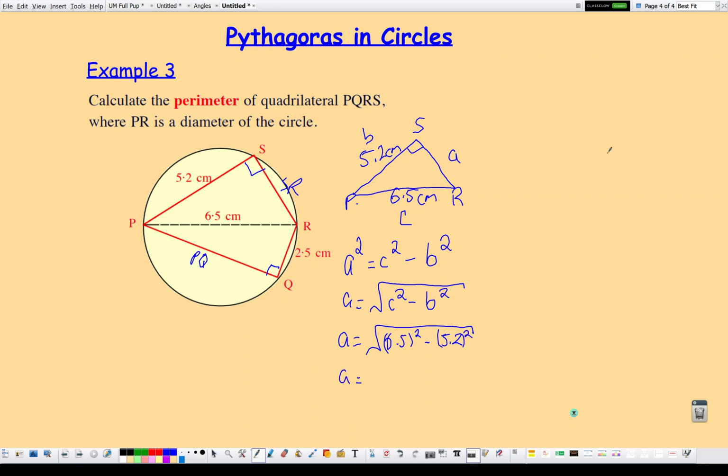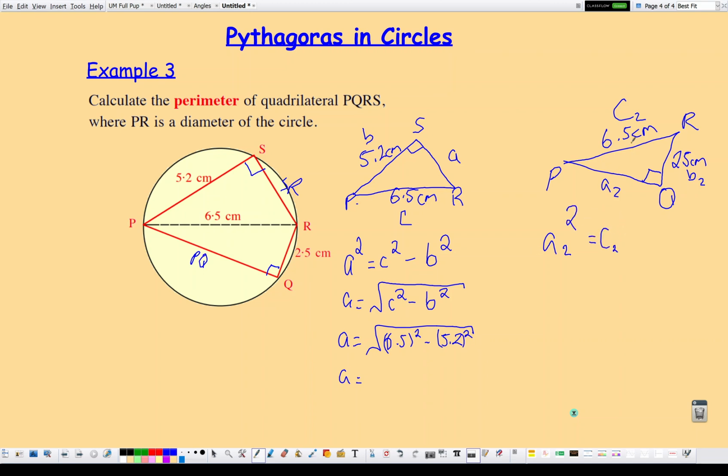And then we're doing the same in this second triangle, so we've got another triangle P, Q, R. That is 6.5 centimetres again, that is the hypotenuse. Excuse me, R to Q is 2.5 centimetres, that can be side B, and missing side A there. So we can maybe call that A2, C2, B2 if we're being specific. So A2 squared equals C2 squared minus B2 squared.